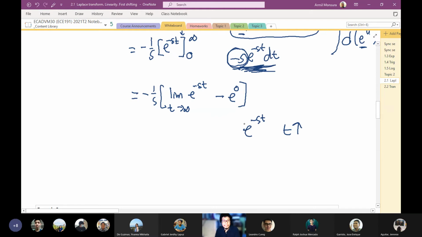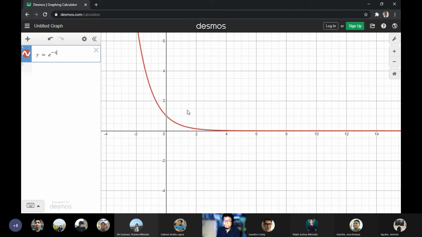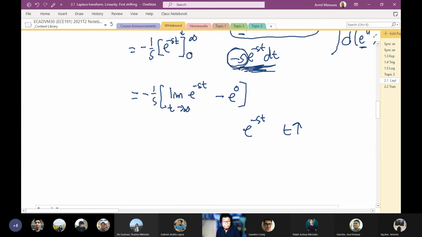Pwede niyo tingnan yung value nung y equals e raised to negative x. Tingnan niyo yung function niyo. Pababa yan. And as you increase your t, your x, your independent, yung exponent niyo, ano nangyayari dun sa function niyo? Bumaba until such time that function approaches 0. It will never be 0, but it will approach 0. So therefore, the limit of e raised to negative st as t approaches infinity is 0. Is that clear?